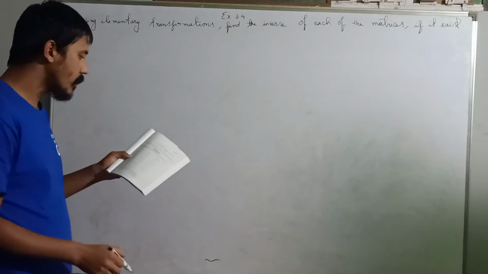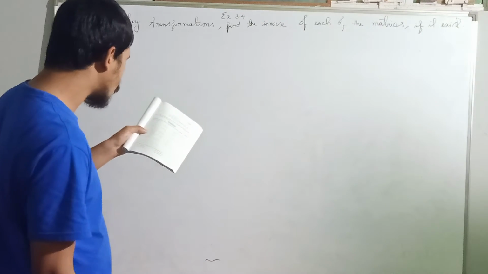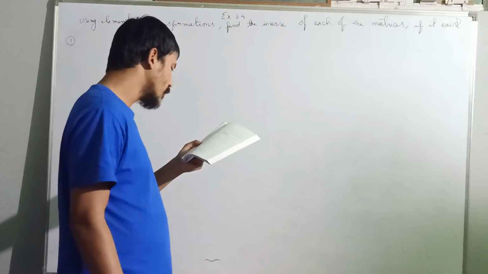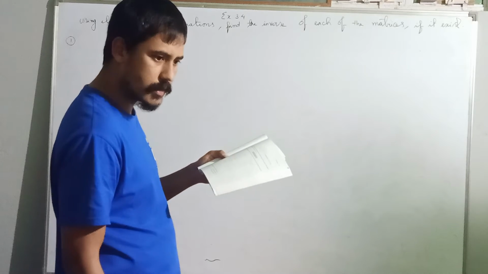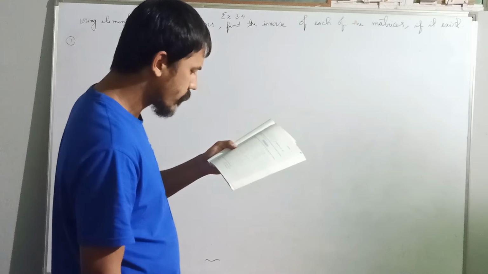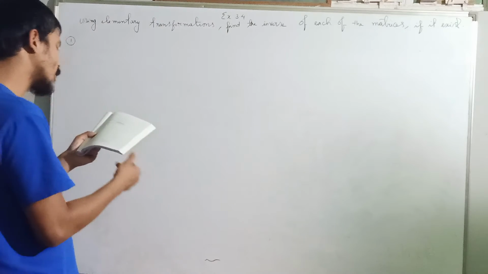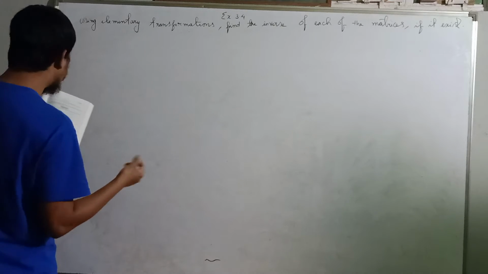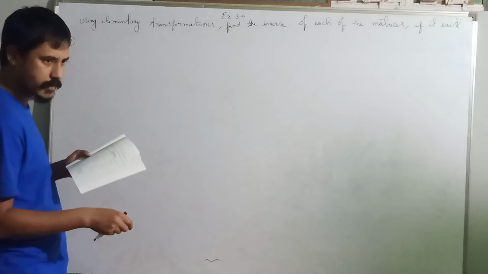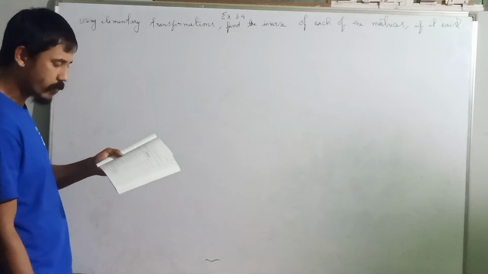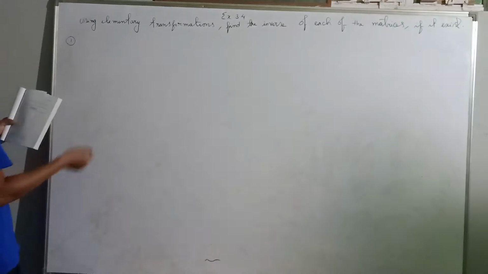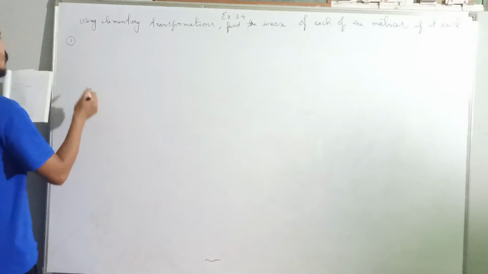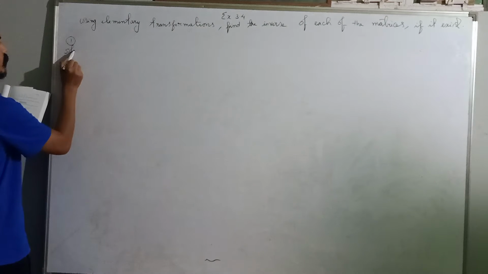In 3.4, there are so many questions. There are 17 questions. Question number 1 to 14 is for 2 cross 2 square matrix. And the question number 15 to 17, the last 3 questions, is 3 cross 3 matrix. So we can find the inverse of a matrix only for a square matrix, like 2 cross 2, 3 cross 3, 4 cross 4, and so on. So let's first learn how to find out the inverse of a 2 cross 2 matrix.